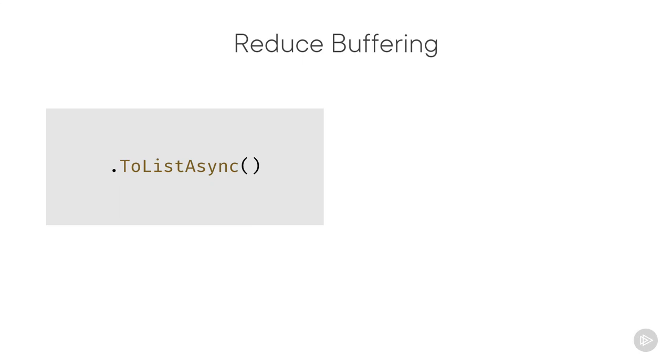When you fetch the results of a query using ToListAsync, you're telling EF Core to buffer, or load, the entire result set into memory. The application does not continue until the full dataset is loaded. And for large datasets, this leads to a long time to first byte.